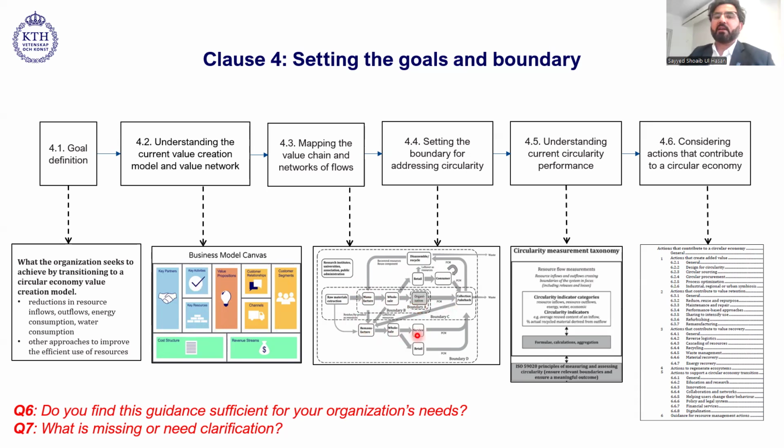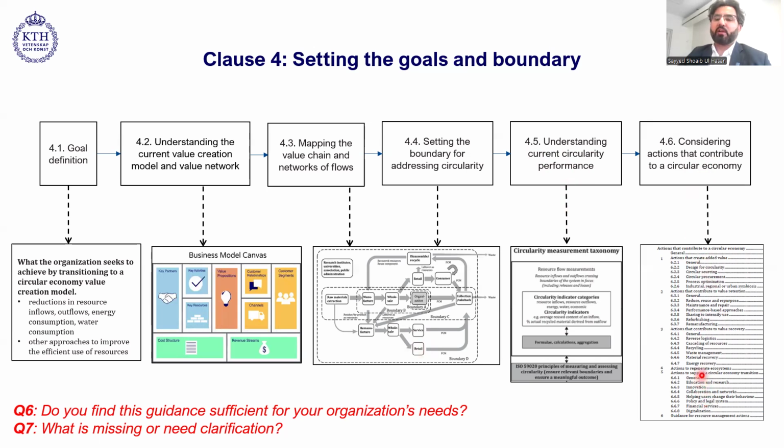So you need to decide the scope and the boundary for circular economy. And then in the same clause, the standard refers to that you need to assess your circularity performance, and then you need to consider the actions that contribute to circular economy. And it provides a very long list of actions, which is really good.